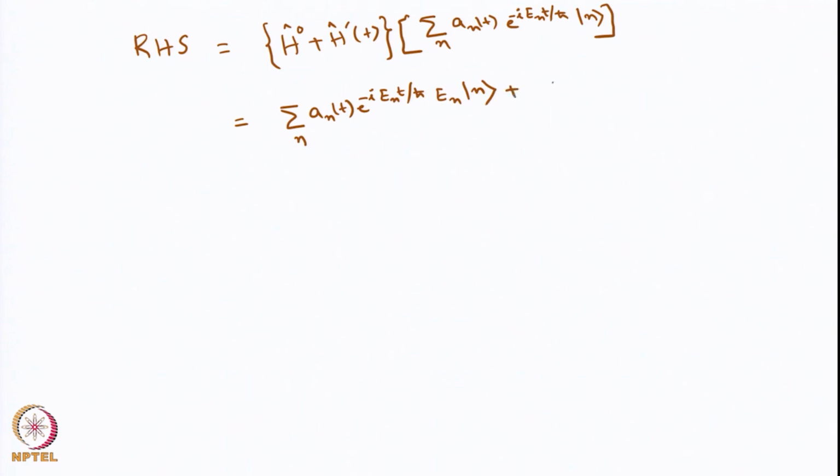plus a_n of t e to the power of minus i E_n t by h bar, and H prime of t will act on psi_n. Okay, so those are the two terms, and of course there is a sum over n here. Now, let us equate the LHS and RHS.